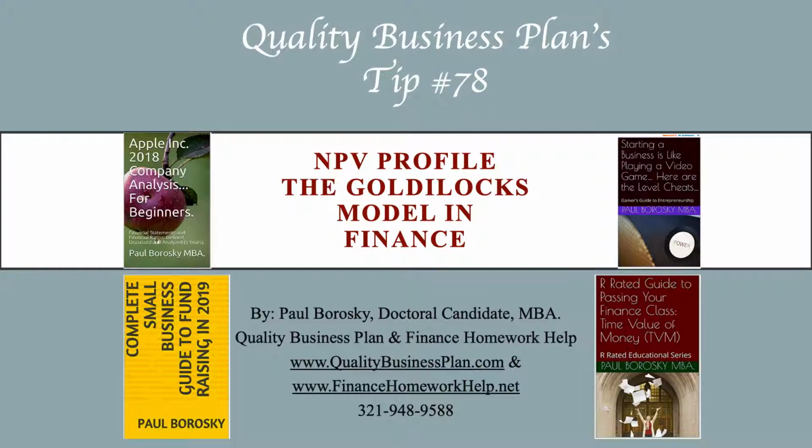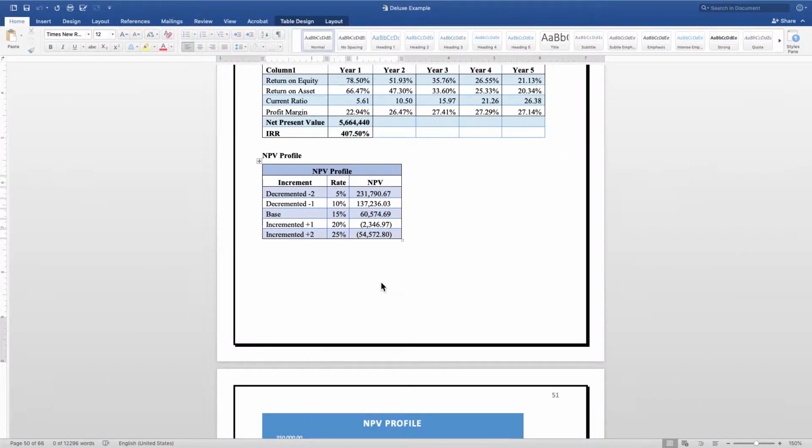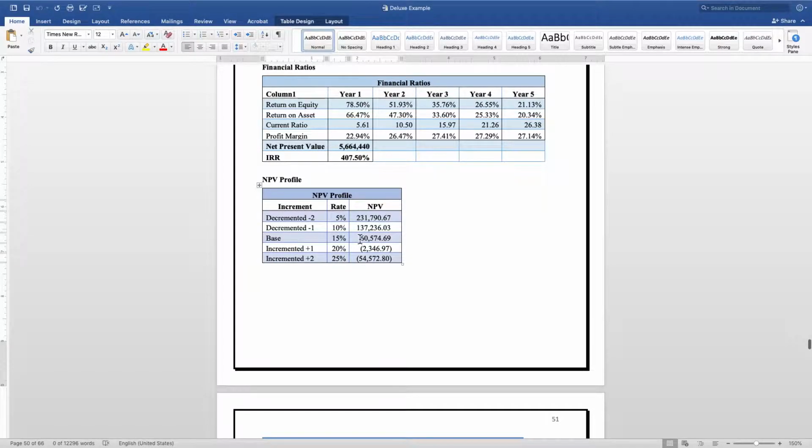Here is business plan writers tip number 78, which is the NPV profile, the Goldilocks model in finance. When you're writing your business plan, make sure to include the NPV profile, and where I like to put it is right underneath my financial ratios. All the NPV profile tells us is the value of the company based on the cash flows that the company is going to receive, discounted by the interest rate that the company usually pays to investors, to vendors, or on their debt obligations.